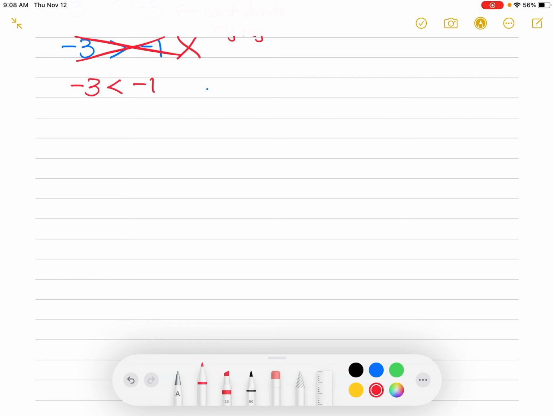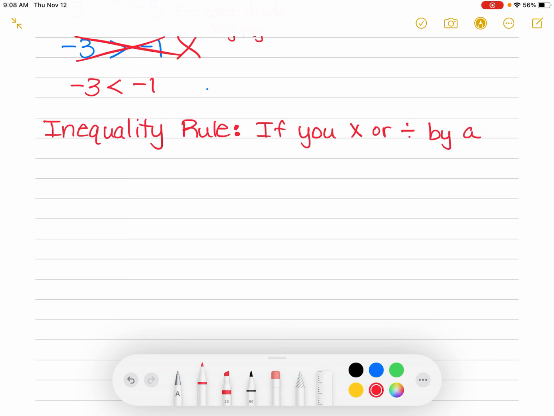So let's write that down. I'm going to write it down differently than the book does, because the book is a little bit hard to understand. Inequality rule: if you multiply or divide by a negative, then flip your inequality sign.